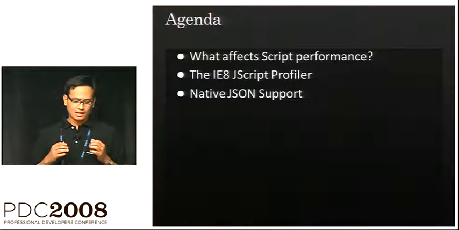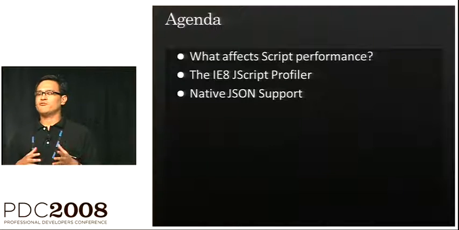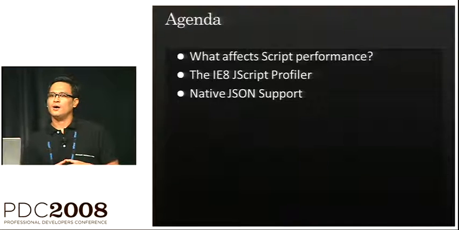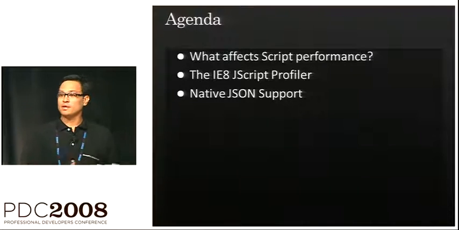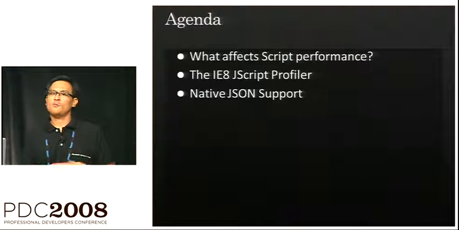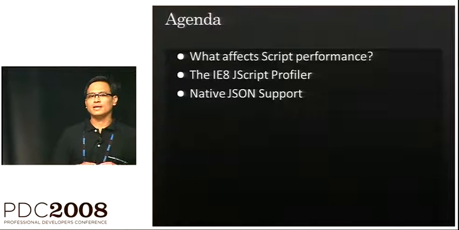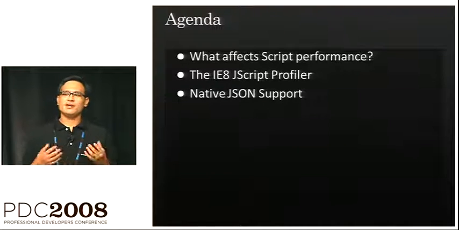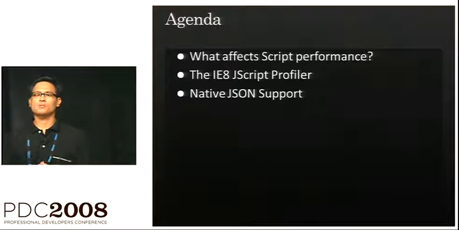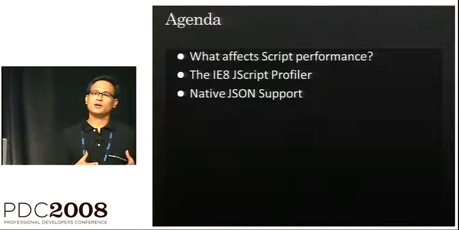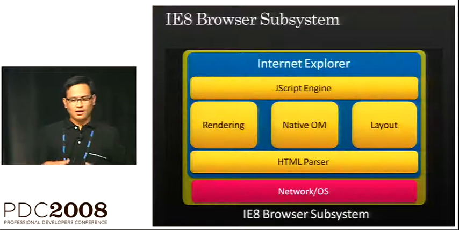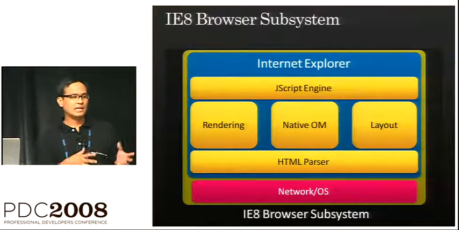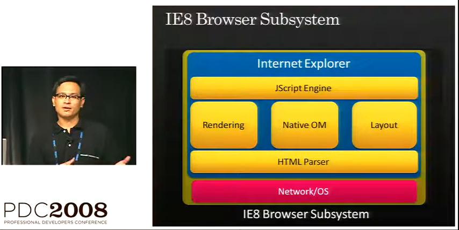So like most applications, the performance of a web application depends on a lot of factors. You have the hardware on which the application is running. You have the operating system. But most importantly, because web applications run in the context of a web browser, the various subsystems or the various components within the browser do impact a lot on the performance of your script. Many browsers will have different components, different subsystems. We'll take a look at the components for Internet Explorer.